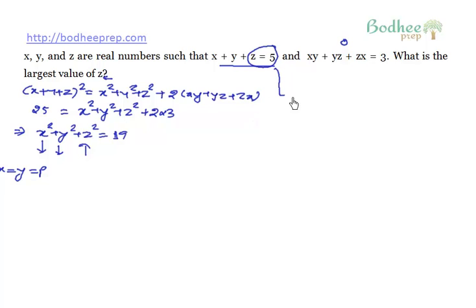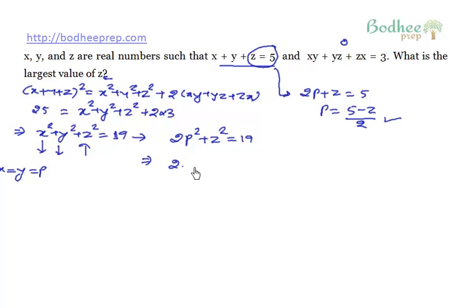I can rewrite this equation as 2p plus z is equal to 5, and this equation can be rewritten as 2 times of p square plus z square is equal to 19. So from this, I can take the value of p to be 5 minus z by 2. Let me substitute this value of p in this equation. I'll be getting 2 into 5 minus z by 2 whole square plus z square is equal to 19.